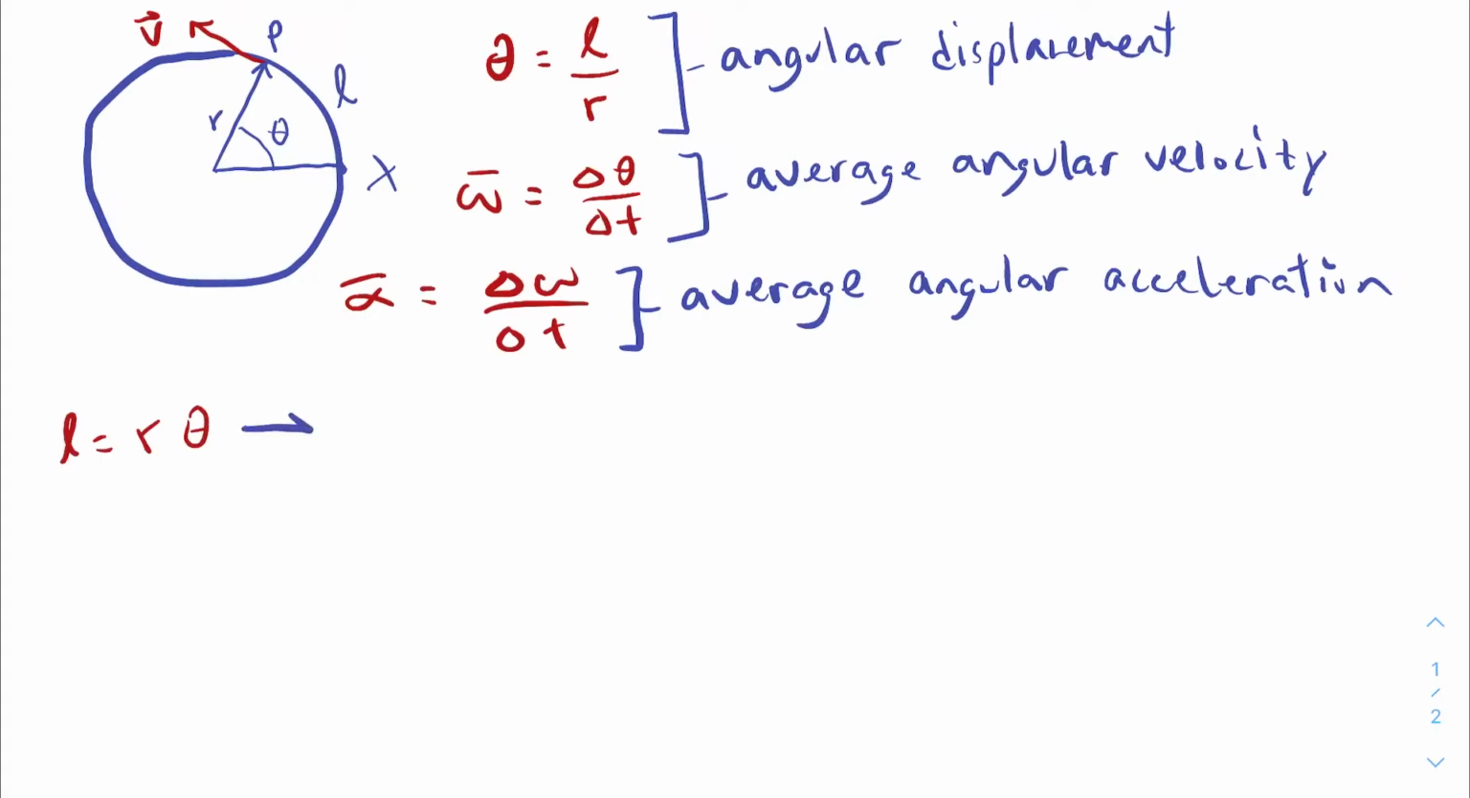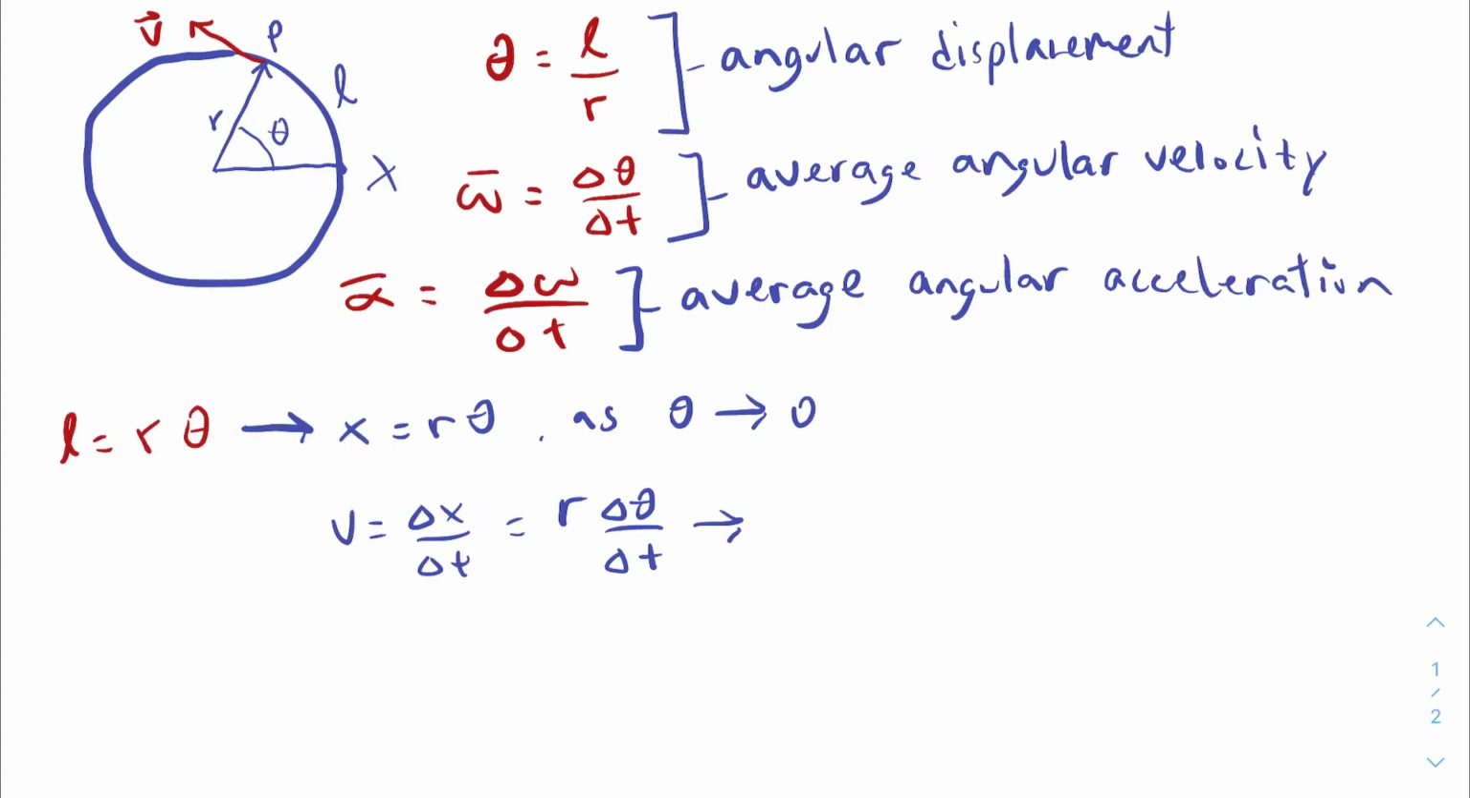This might be difficult to conceptualize, but as theta gets infinitely small, the arc length that any point moves across will become a linear displacement. We can therefore say that the displacement is equal to the radius multiplied by theta. Because we know that an object's velocity is equal to the change in displacement over the change in time, we can use the previous formula to say that the velocity is equal to the radius times the change in angular displacement divided by the change in time. And because we know that the change in angular displacement divided by the change in time is just the angular velocity, we can say that the velocity is equal to the radius multiplied by the angular velocity.